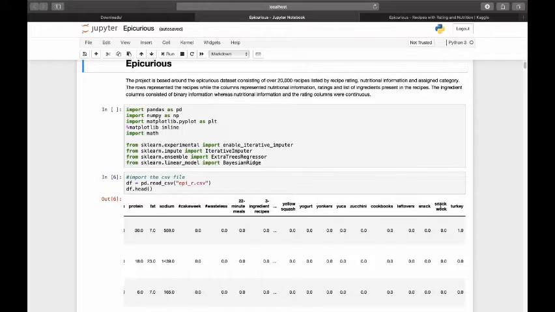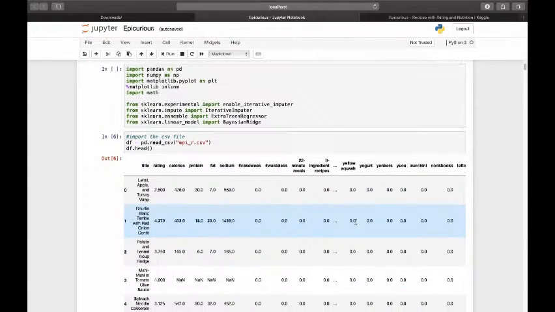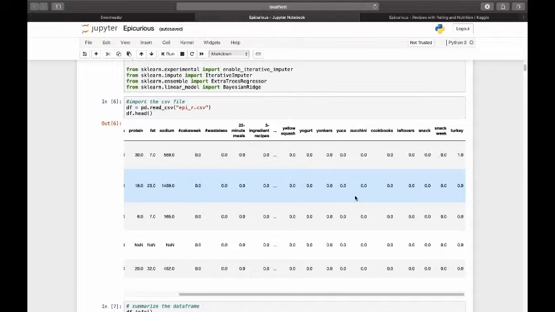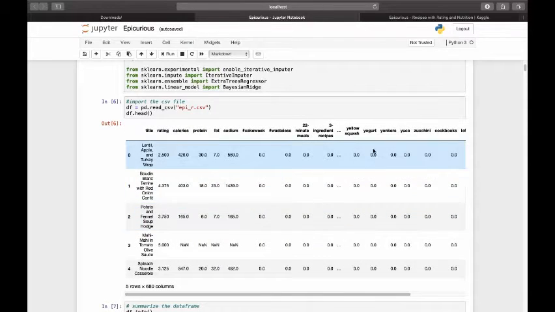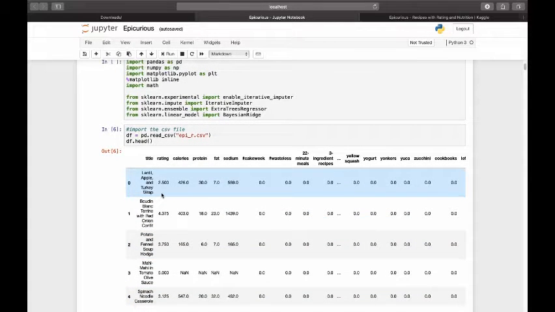So the ingredients are the major part of our data set, and these ingredient columns are binary in nature. Let's say one of these ingredients is present in the recipe, then it'll be 1, else it'll be 0. So this ingredient column right here isn't present in these 5 recipes that we're seeing, right? But our calories, protein, fat, and sodium are all continuous in nature, and rating is also continuous, from 0 to 5.